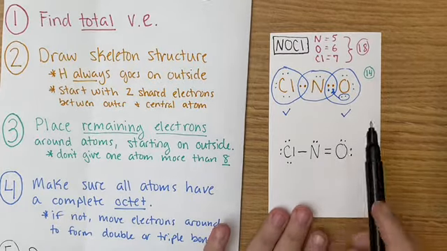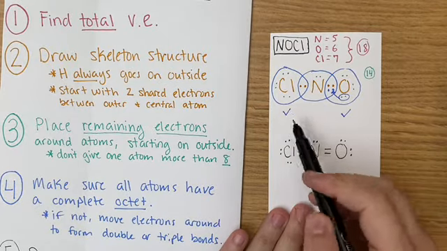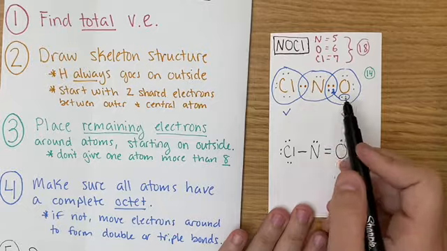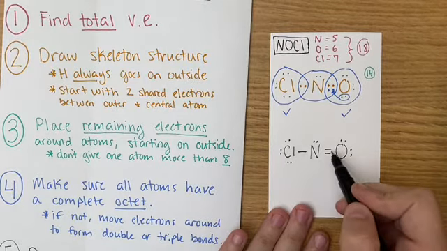You might ask if it matters that I chose oxygen to share. For right now, don't worry about that. Either one of those would have been a correct answer. You could have put the double bond here or there.